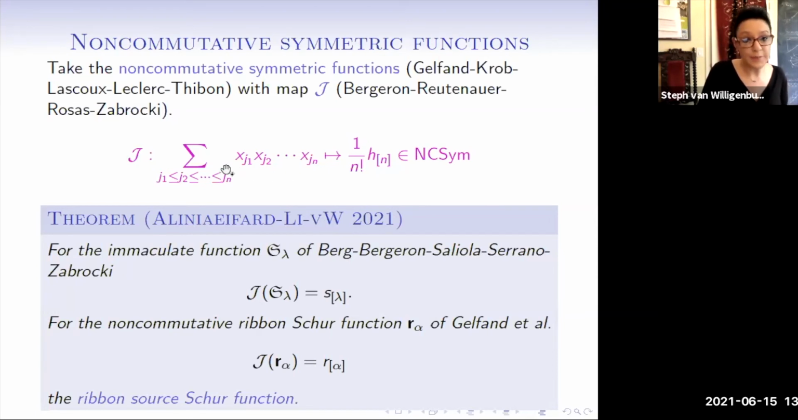And our map J is going to take these things right here to 1 over n factorial times our complete homogeneous symmetric function in NCSym indexed by the set 1 up to n. And so with this in mind, the immaculate functions of Berg, Bergeron, Saliola, Serrano, and Zabrocki get mapped under J to our source Schur functions. And similarly, the non-commutative ribbon Schur functions of Gelfand et al. get mapped to the ribbon source Schur functions, which are just natural generalizations of our source Schur functions.